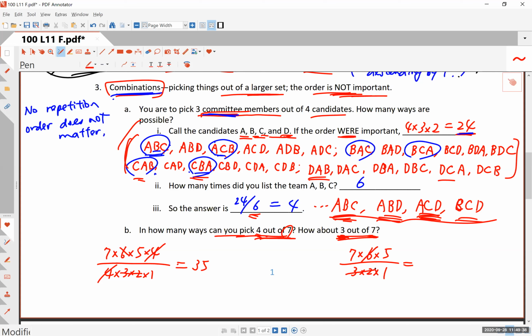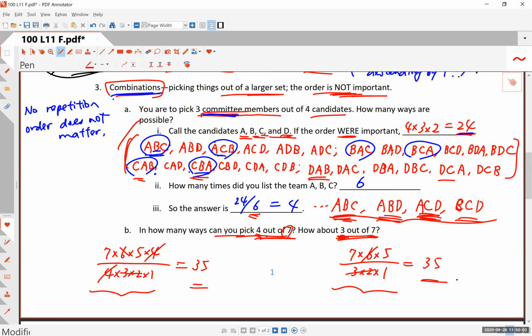And of course, you can cancel again. This also turns out to be 35. What? You say, well, how can you get the same number, right? I hope you understand why you are dividing the number of permutations by the corresponding factorial number. And so they just turned out to be equal to each other. Now, by the way, that's not an accident that you get the same number.